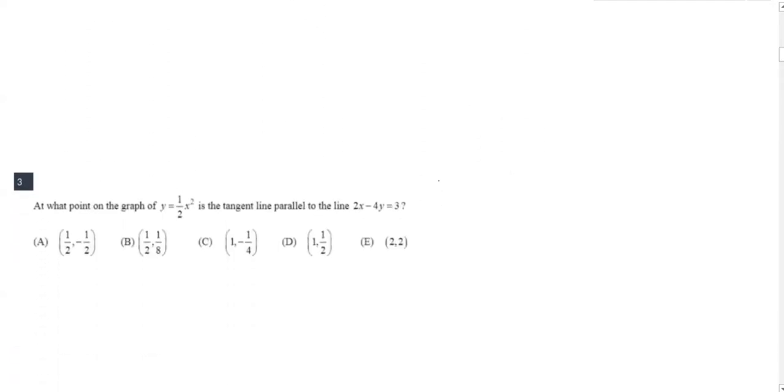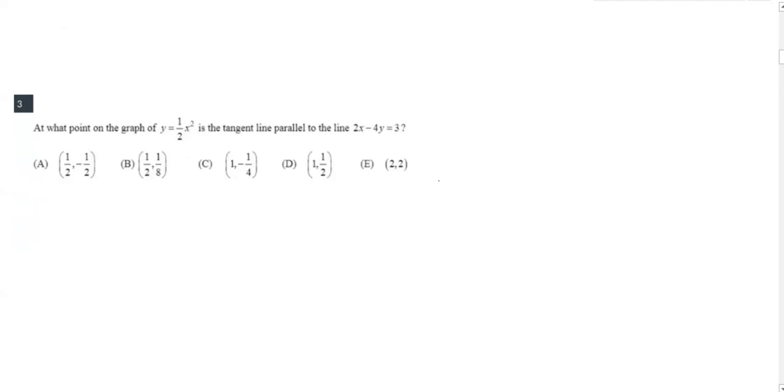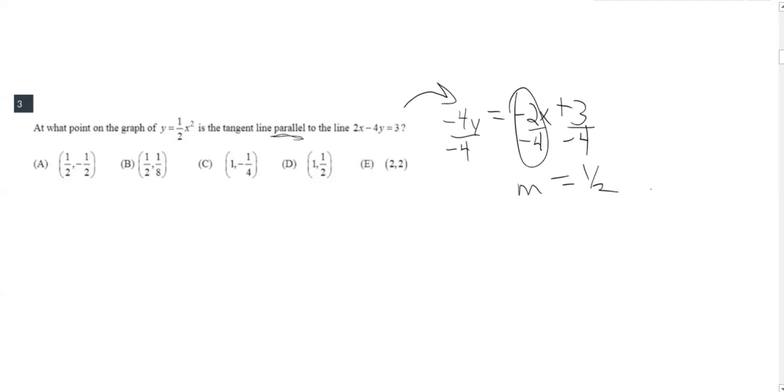Okay, now let's take a peek at number 3 here. What point on the graph of y equals x squared is the tangent line parallel to the line 2x minus 4y equals 3? So we got to figure out which point is parallel. Now remember, parallel means you have the same slope. So I want to get the slope of this equation, so I'll solve it for y. So I subtract 2x and then divide by -4. Okay, so I'm only concerned with the slope, so I don't really have to go much further.